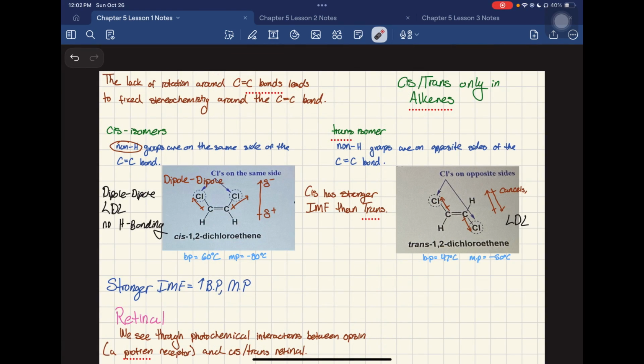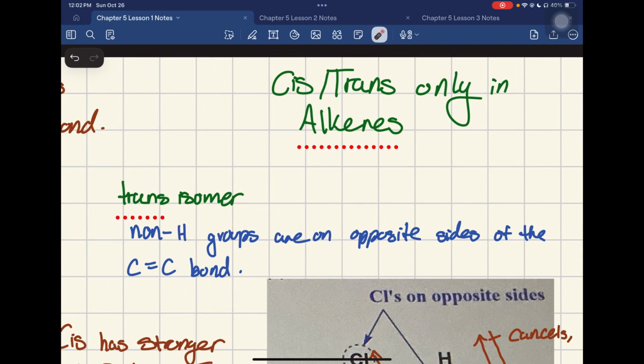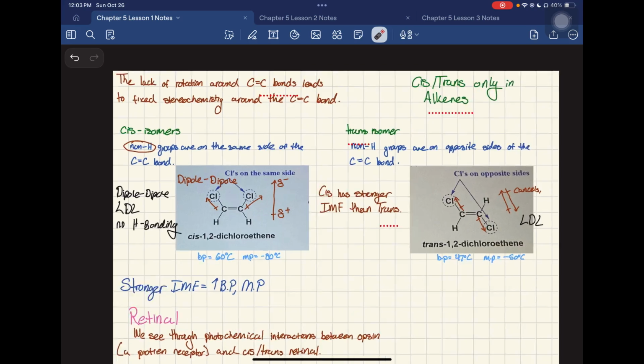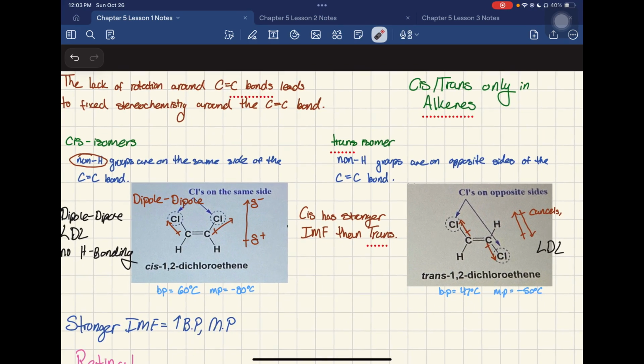Okay, so the lack of rotation around the carbon double bond leads to fixed stereochemistry around the carbon double bond, and that leads to there being an ability to be cis and trans, but that's only in alkenes. Now, again, just think of doubles, right? Double bonds. That's what alkenes are. That's the difference between them.